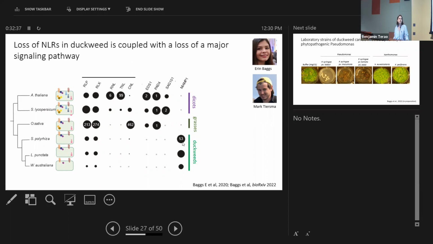We don't know why, whether it was detrimental to have it, but they compensated by expansion of another protein family that can do the job of keeping microbes at bay.